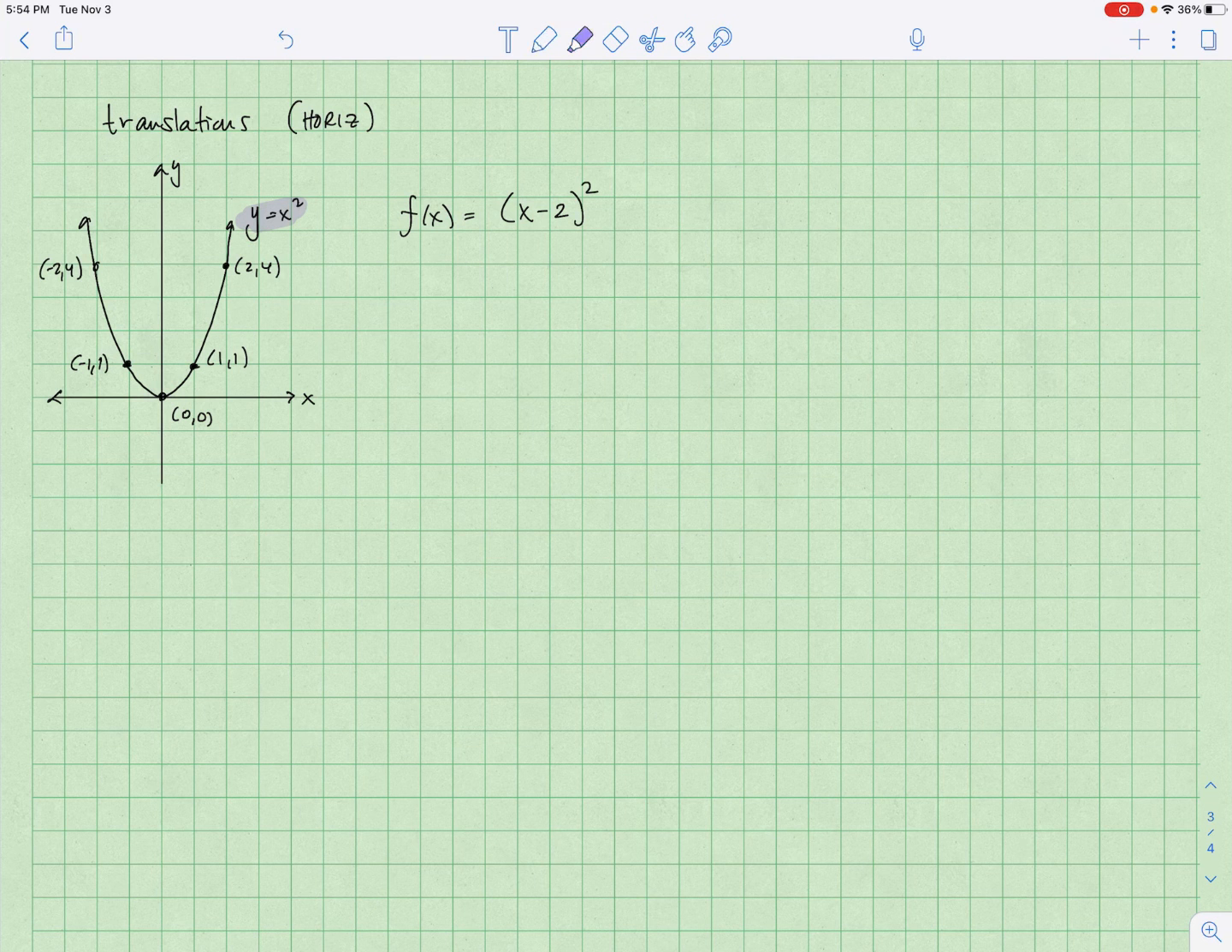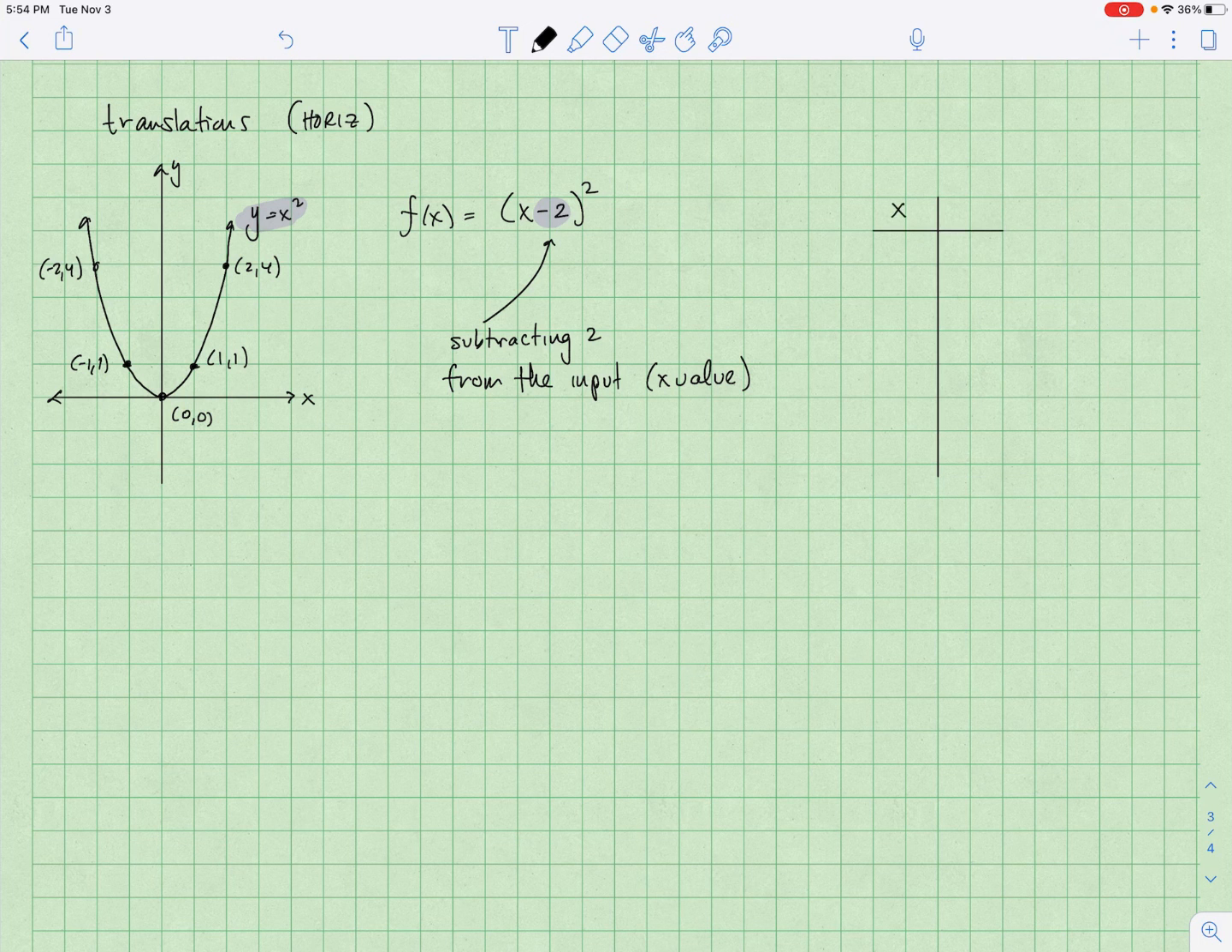So this is a little bit different than what we've done before. I am now subtracting 2, not from the output, but from the input, from the x value. And that's not going to change things vertically. It's going to actually change things horizontally. So let's take a look at that.